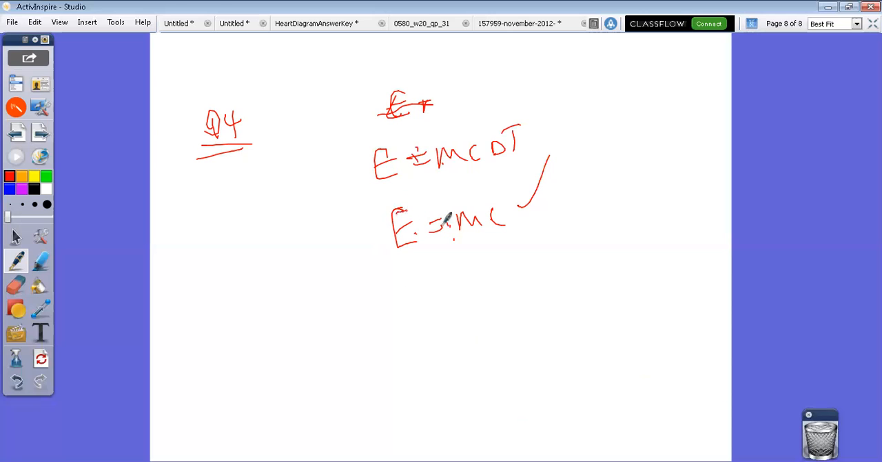Can everyone make M the subject of the formula here? We divide both sides by L, cancel, cancel. So M is equal to E over L. That's how easy that is. Making sense now? Temperature has nothing to do with the question, because the temperature is the same.